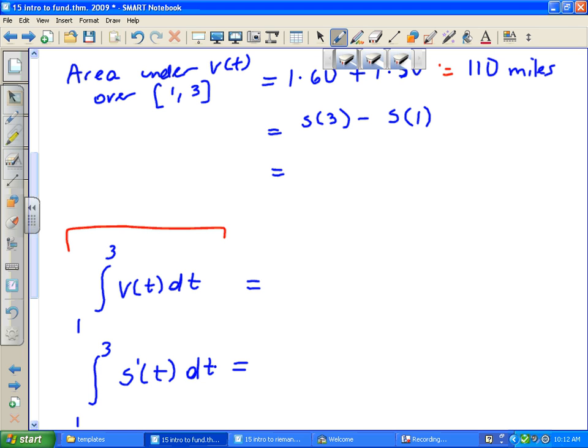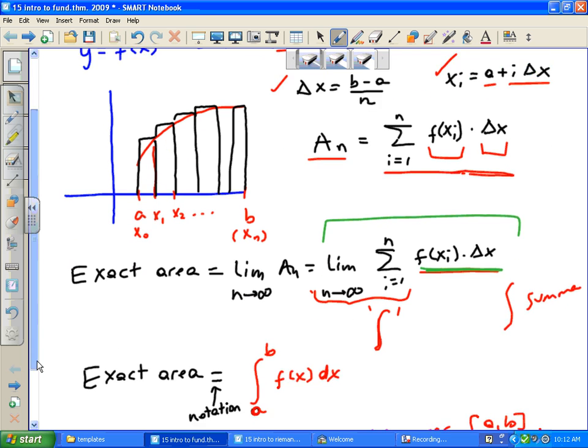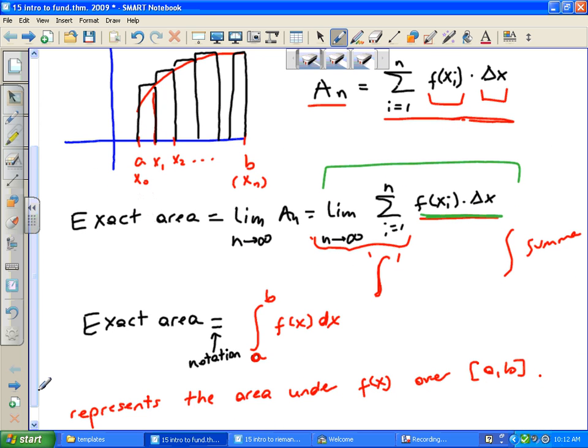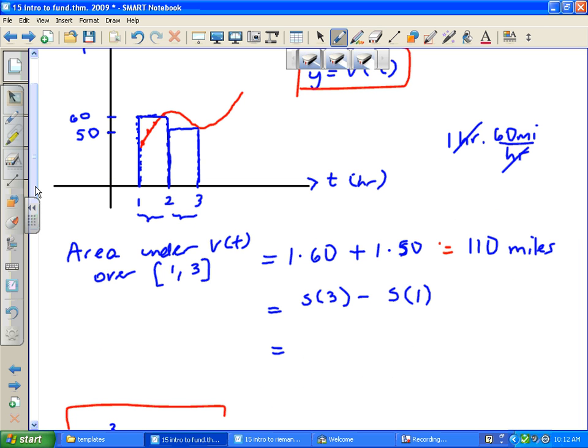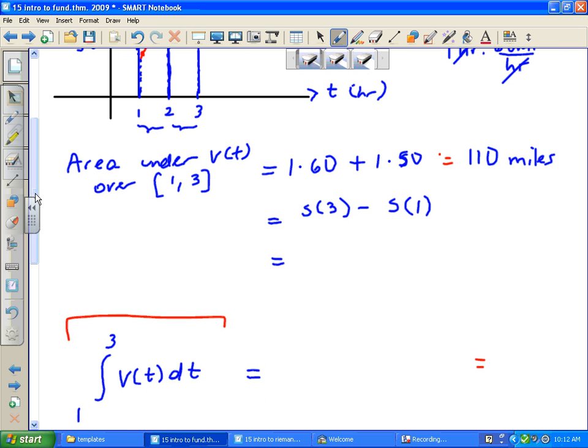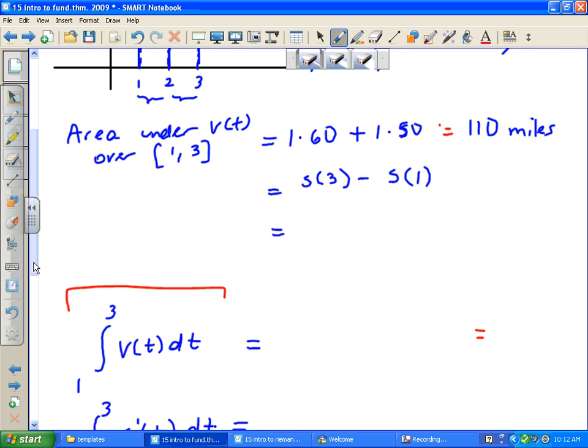And based on what we just found, what is that area equal to? Correct. And remember, we just learned this notation. Let's review the notation. If you have the integral of f of x dx, that gives you the area under f of x from a to b, right? In this case, you have the integral of v of t dt. That should be the area under the v of t curve, the velocity curve, from 1 to 3.